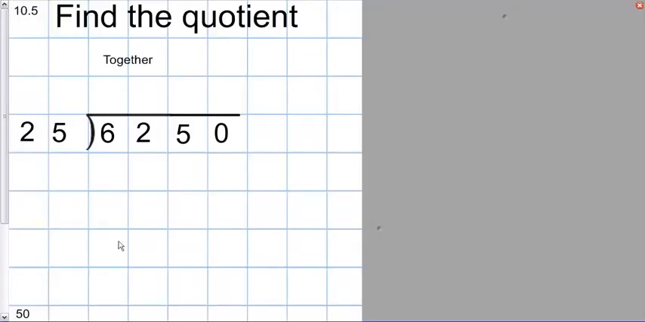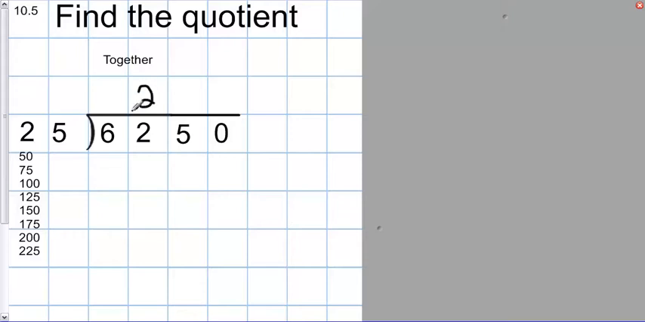So let's see what we've got here. I have 6,250 divided by 25. So I've counted by 25s, the first 9 multiples of 25: 25, 50, 75, 100, so on and so forth, all the way down to 225. So where does the first number go? Well, which number is larger than 25? 6 isn't larger than 25, but 62 is. So my first number goes there. Now what is the largest number less than 62? Well, 75 is bigger than 62, so I know it's 50. So I put a 2 up here.